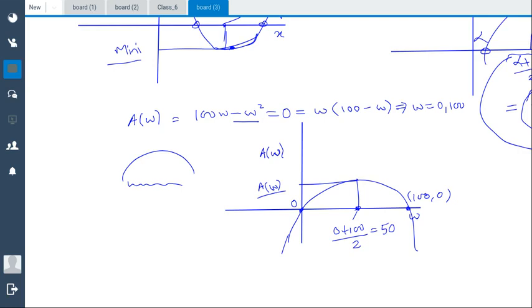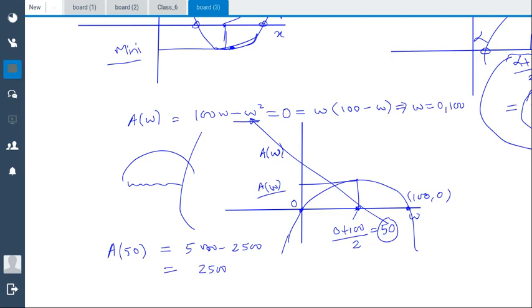And if you want to find the value of AW, just plug in 50 in this expression. If you plug in 50, what are you going to get? 100 into 50 minus 50 square. A50 is what? 5,000. Minus 50 square is what? 2,500. So the maximum value of AW is going to be 2,500, my dear friends. Got it? Yes, so this is how you do it.